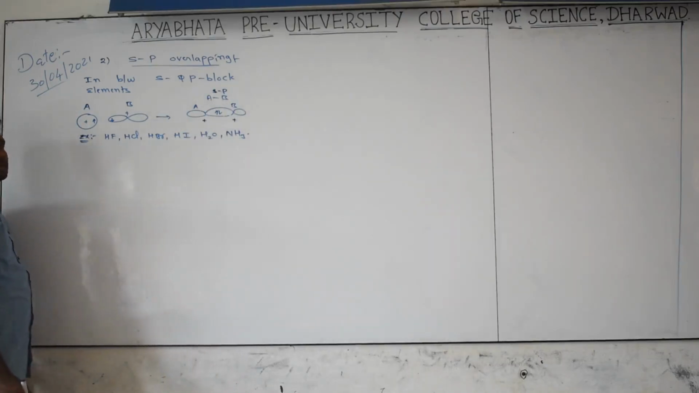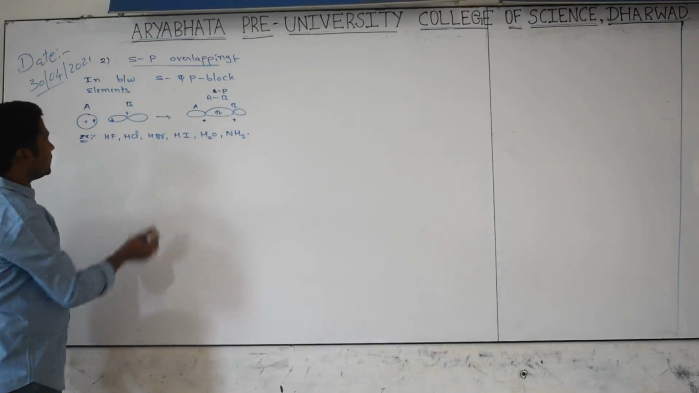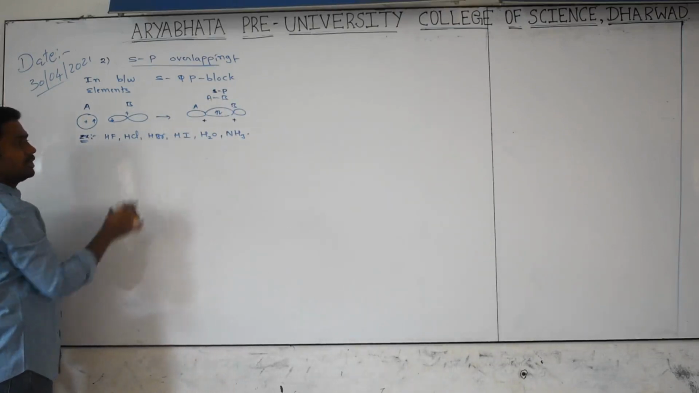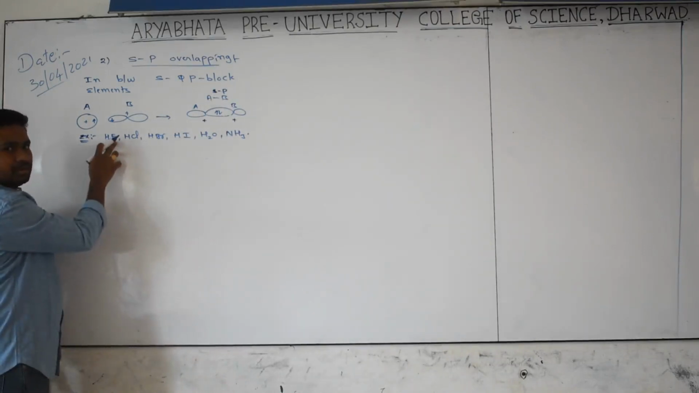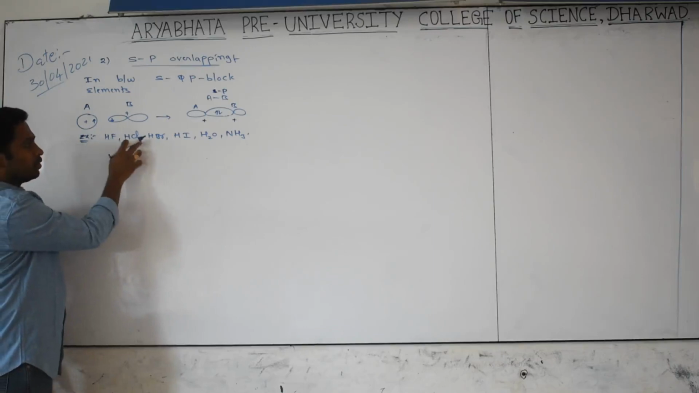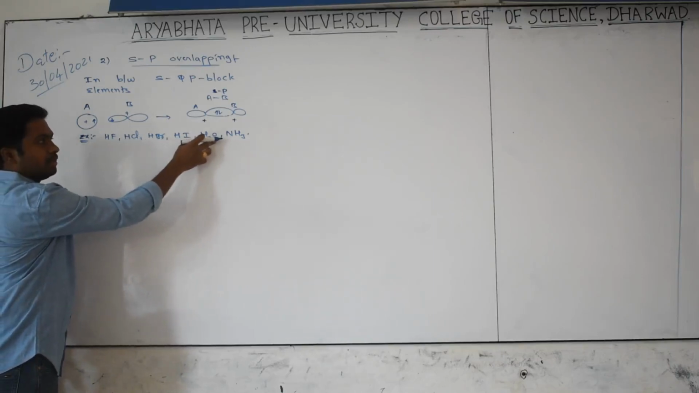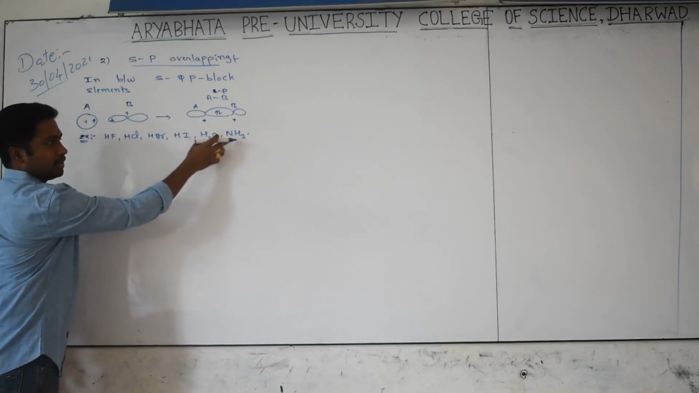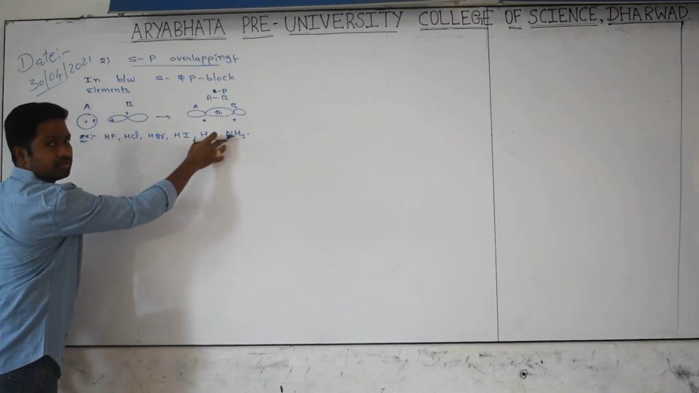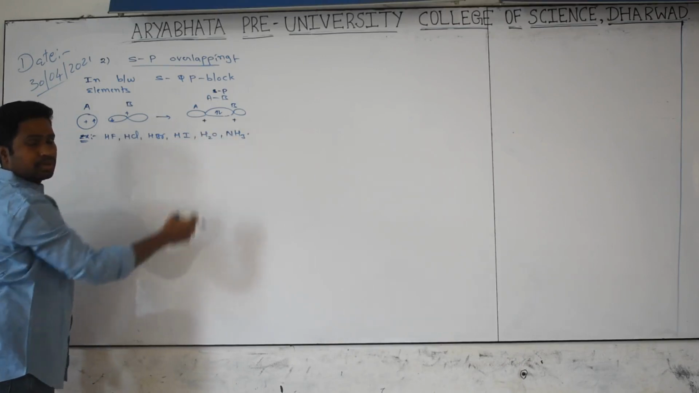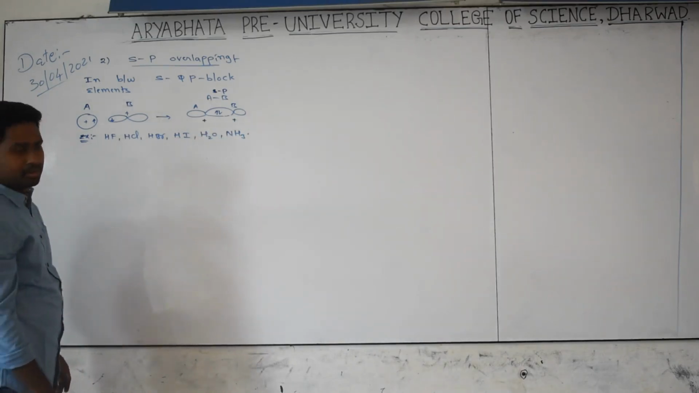Can you give us some examples for SP overlapping? They are HF, HCl, HBr, where hydrogen is the S block element and the P block element is fluorine, chlorine, bromine, or iodine. In water, from hydrogen, the S orbital, and from oxygen, the P orbital. Like that, from hydrogen the S orbital, from nitrogen the P orbital. That's why bonds are formed by SP overlapping.